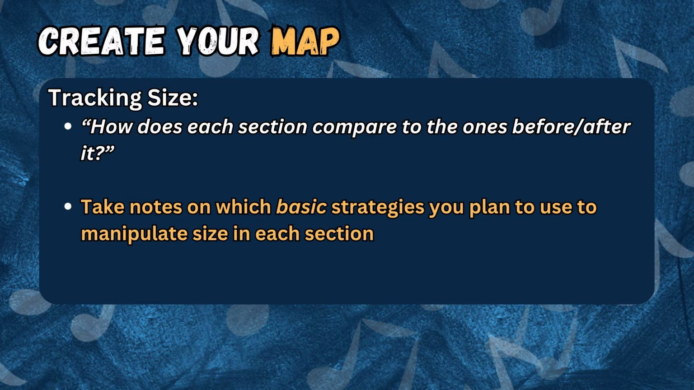As you fill out your map, take some notes on which basic strategies you plan on using to make each section sound bigger or smaller. Will you change the instrumentation, the dynamics, the number of registers, the texture, etc.? There's no need to get super specific here, all right? You're just writing down some basic ideas or strategies.